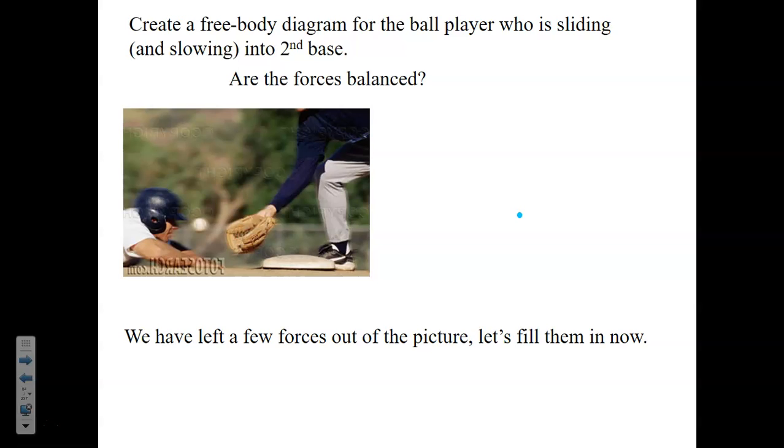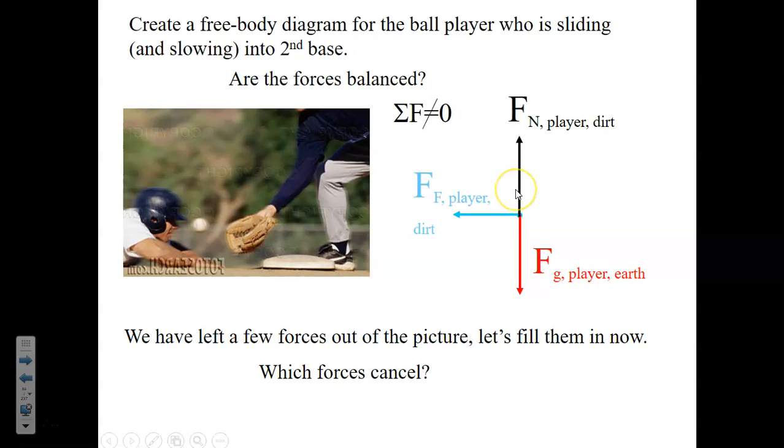So let's fill in our free body diagram. So what are the forces acting on the baseball player? Well, we're on planet Earth, so that means we've got gravity down. Okay, the force of gravity on the baseball player by the Earth. Okay. Now the baseball player is not accelerating downward. Okay, he's accelerating to the left. What does that tell me about my upward force? Okay, my upward force has got to balance and cancel out with my downward force because the forces are balanced. So we should have hash marks here. I don't know why I don't have hash marks.